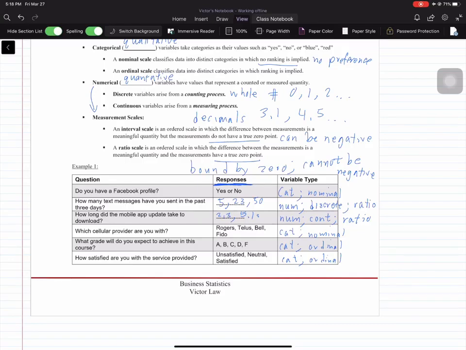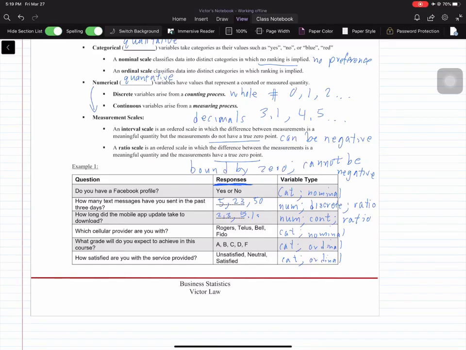Question 3, how long did the mobile app update take to download? We could have 2.3 seconds, 5.1 seconds. So these are numerical variables. And they're also continuous variables because we can have decimals. And again, we're bounded by zero. We cannot be negative, so therefore we're ratio scales.